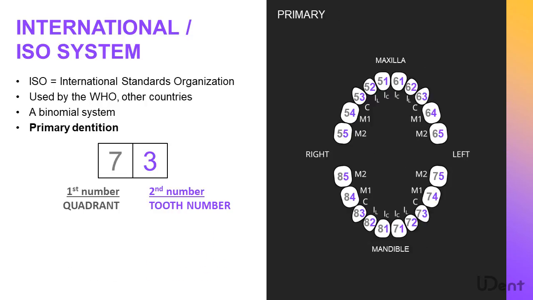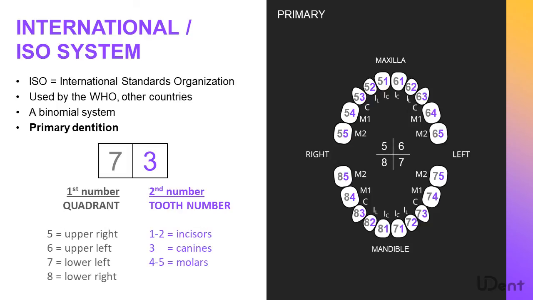For the primary dentition, the numerals 5 to 8 are used to represent the quadrants, and the numerals 1 to 5 are used to notate the teeth. For example, for tooth number 73, the number 7 part indicates that it is on the left side of the mandibular arch, and the number 3 part indicates that it is a canine.